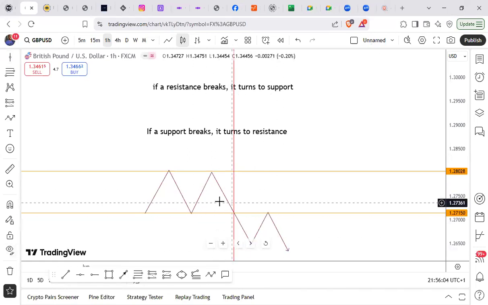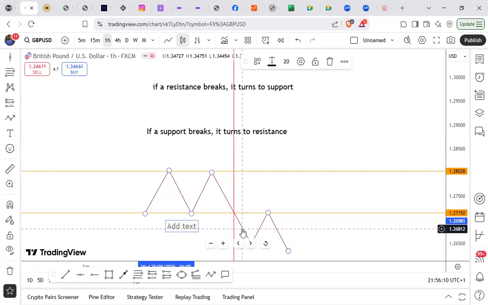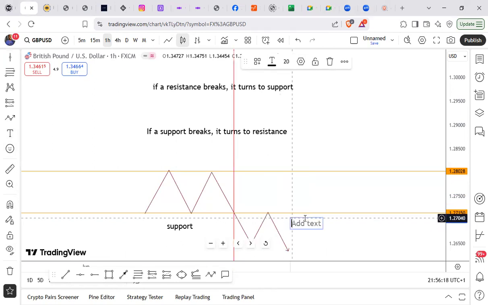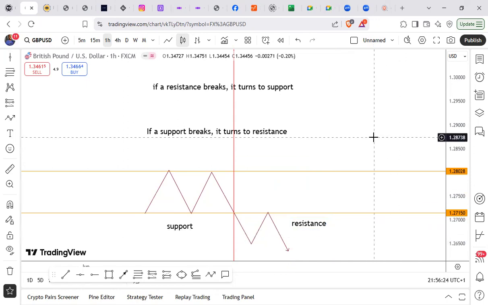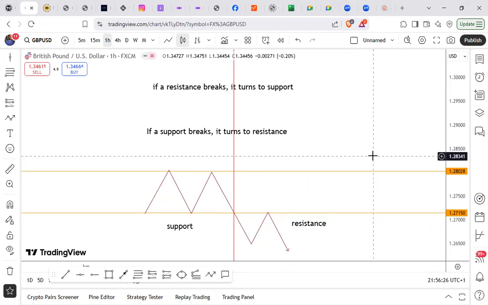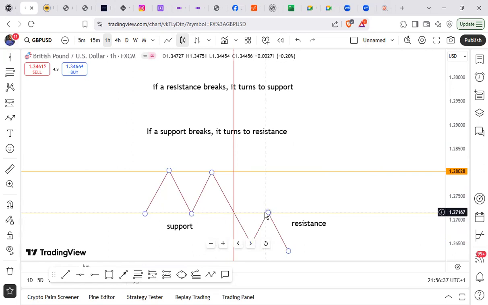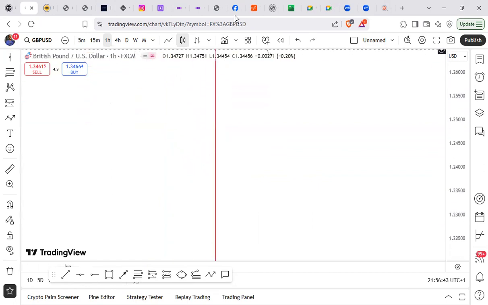Okay? So before the red line, it was what? A support. After the red line, this same support turned to what? Resistance. So this is how it is. When a support breaks, see it from here, it supports it here, then it breaks here. Whenever a support breaks, it turns to what? A resistance.